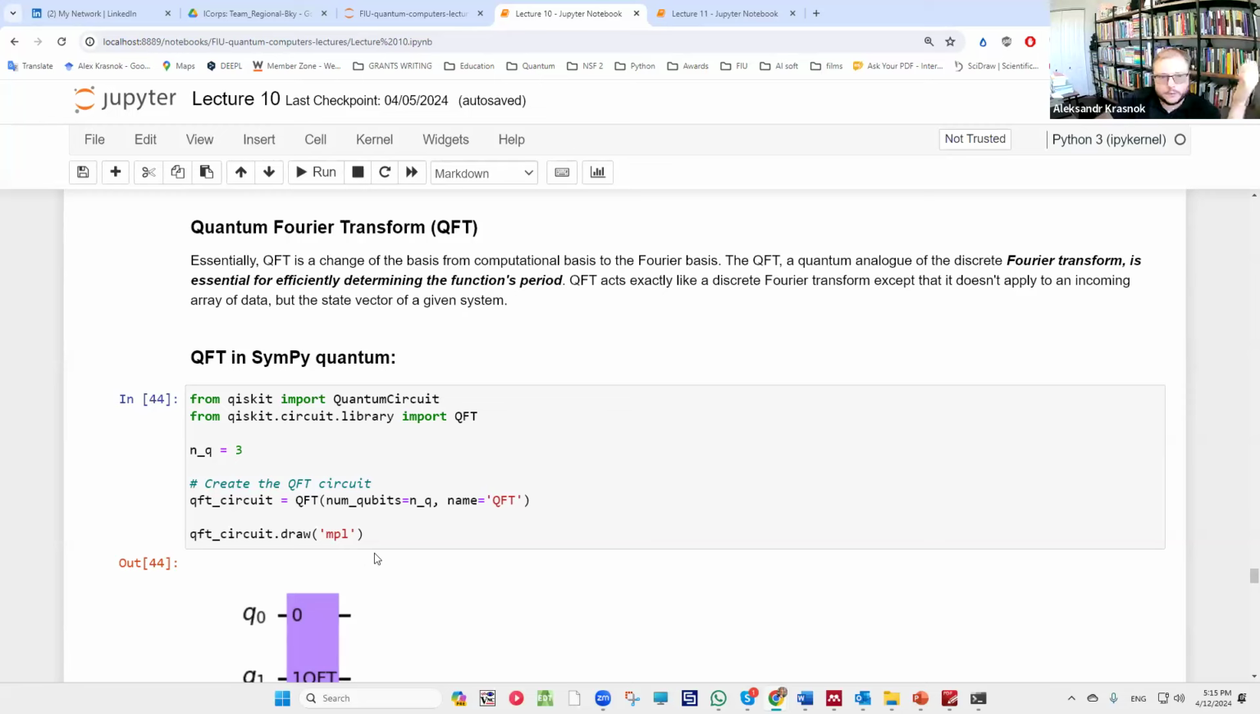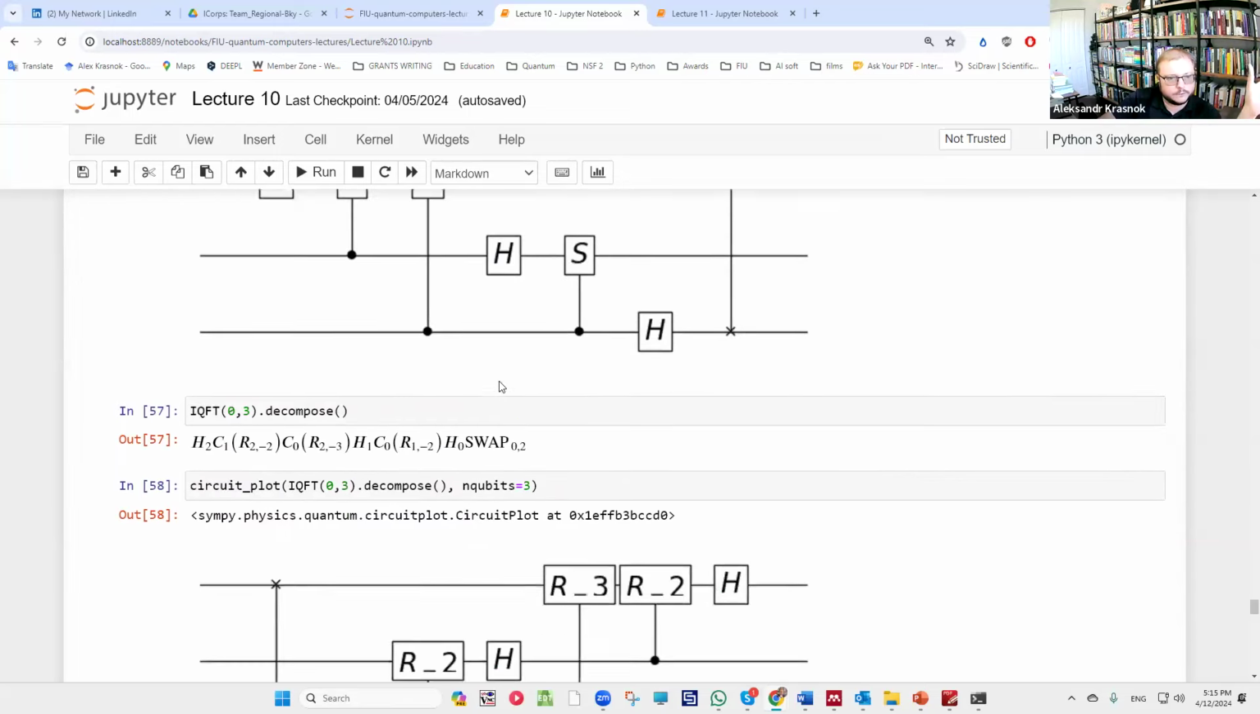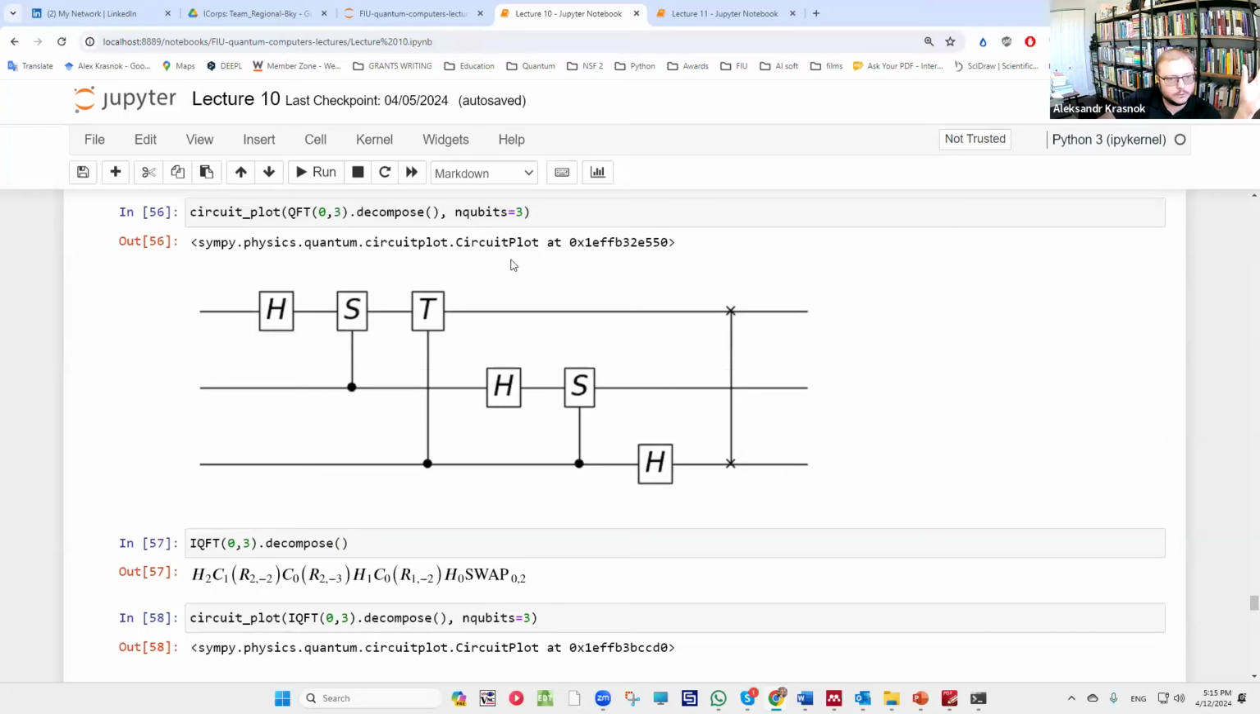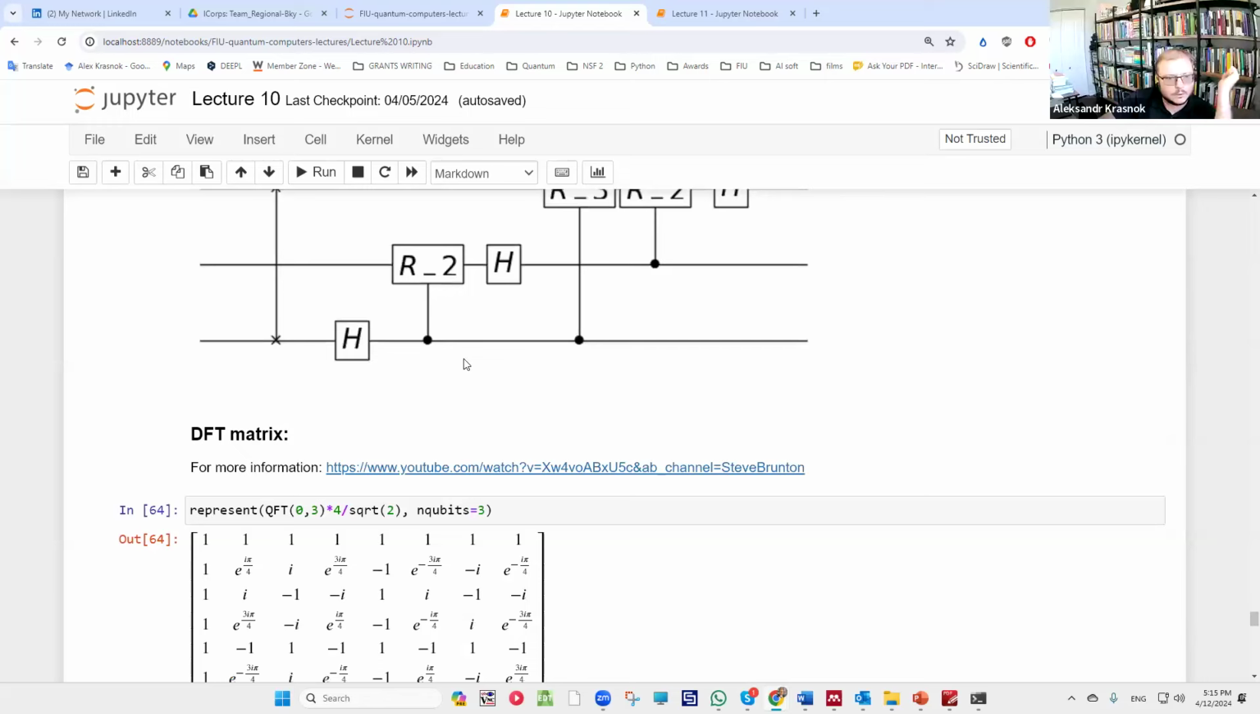In quantum computing, the Fourier transform is used as a block in other algorithms, very popular ones. So this is the circuit that implements the 3-qubit quantum Fourier transform. This is the inverse quantum Fourier transform.